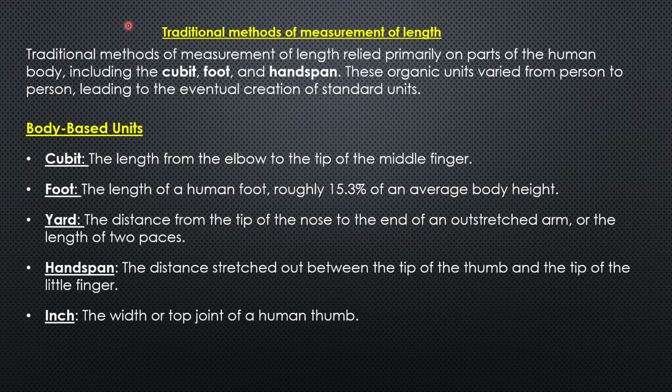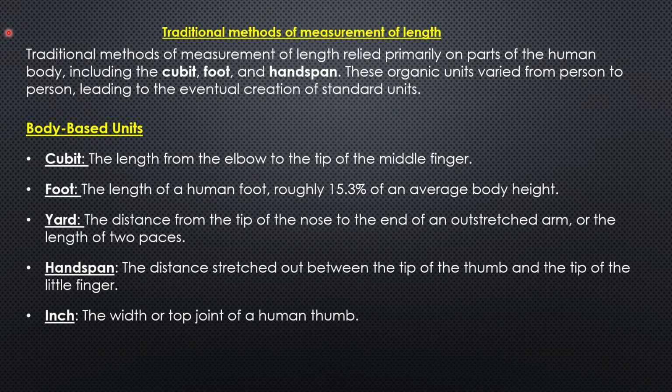Traditional methods of measurement of length. Traditional methods of measurement of length relied primarily on parts of the human body, including the cubit, foot, and handspan. These organic units varied from person to person, leading to the eventual creation of standard units.